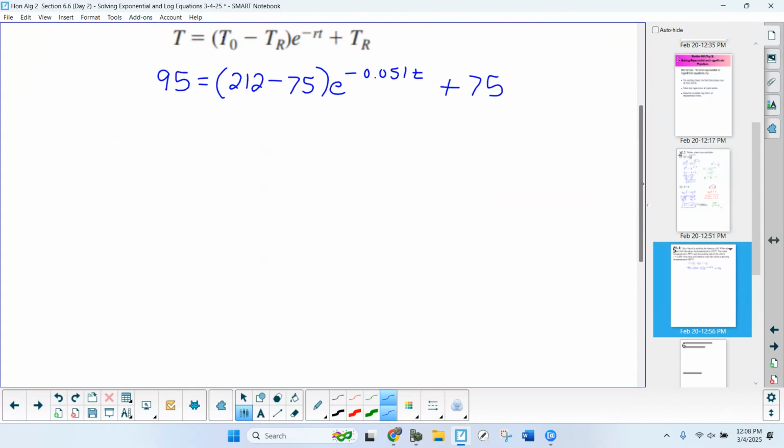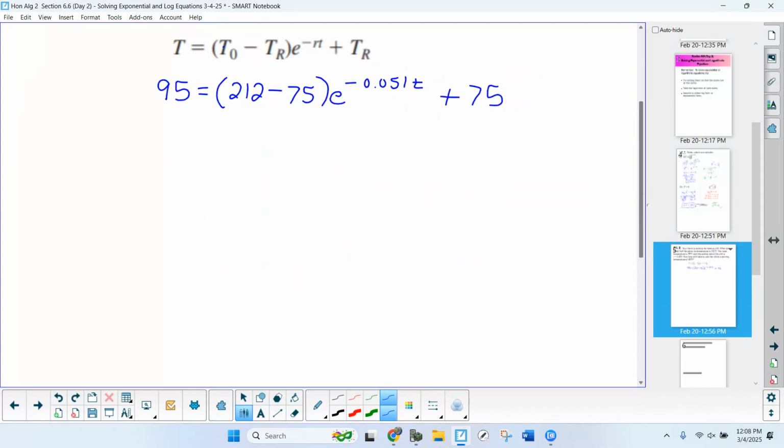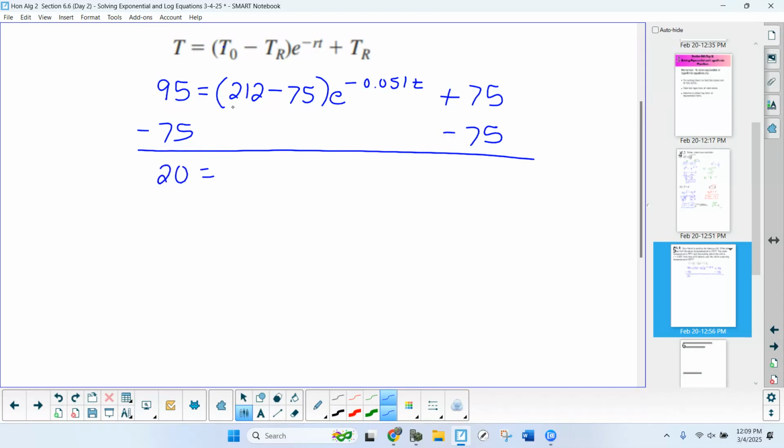Now we got to solve this ugly formula. What did you guys do first? Subtract 75. Let's subtract this 75. What do you get when you subtract 95 minus 75? 20. And what do you get when you subtract this in here? 137 e to the negative 0.051 T. All right, now what are you guys going to do next?